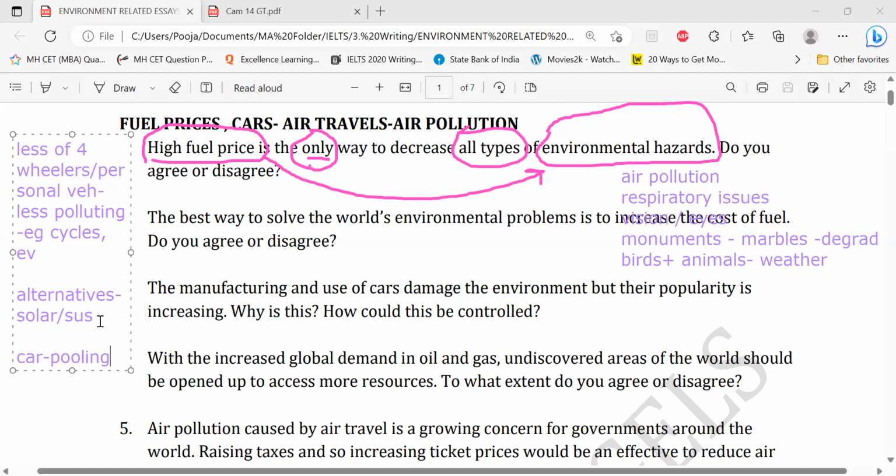Then, anything else? That's it. High fuel prices, so people will use less, and because of that there will be less pollution. So what do you think? What happened in Corona, when people were not on the road?